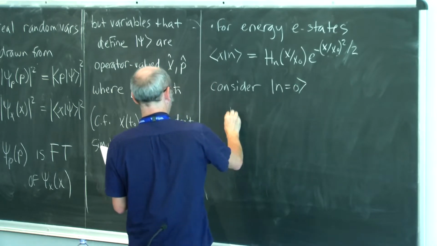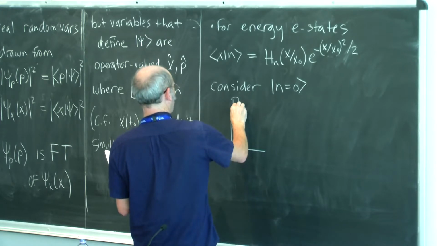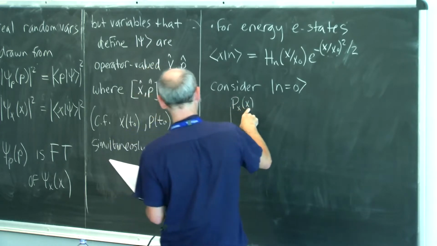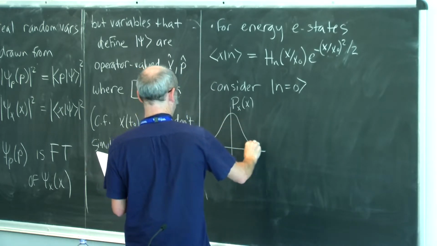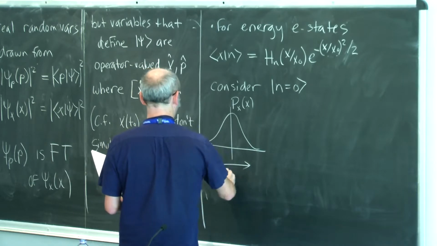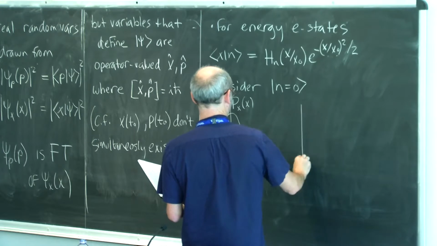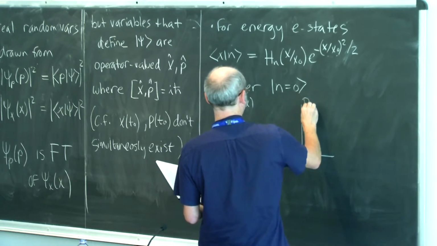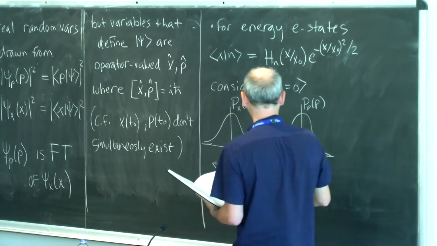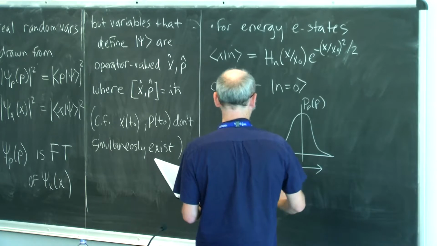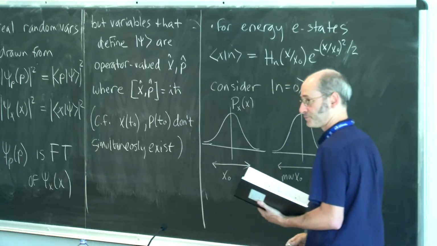And in that case, the probability of finding the particle at a given position x is just the ground state wave function squared. So it's a Gaussian of width x naught. Sometimes this is called the zero-point motion. If I ask what's the probability for outcomes of measurements of the momentum, that's also a Gaussian of width at least set by x naught.